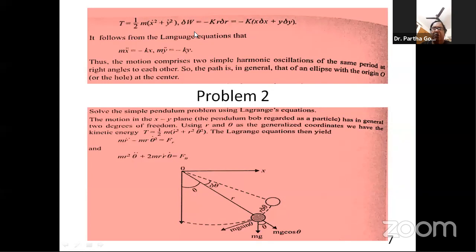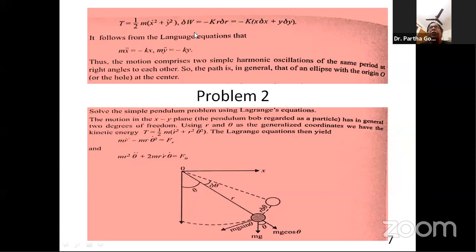Yes, sir. So what I would say is the first step is identification of generalized coordinates, because your Euler-Lagrange equation application will involve them. If there is one generalized coordinate, there would be only one equation. If there are two generalized coordinates, two equations, and so on. So identification of generalized coordinates is necessary.